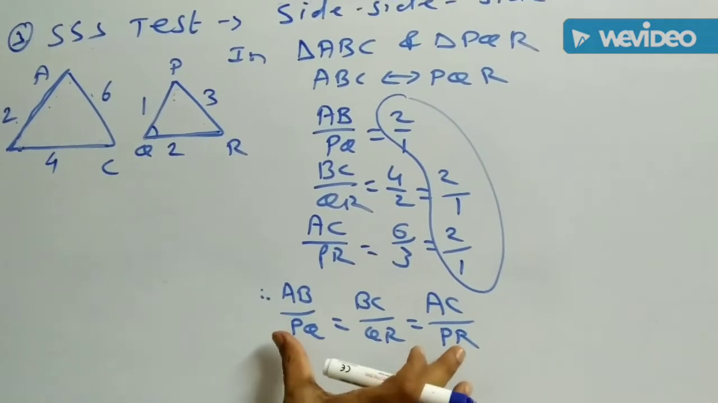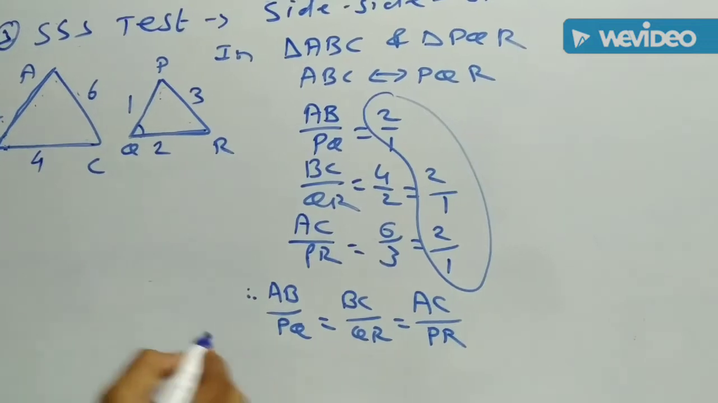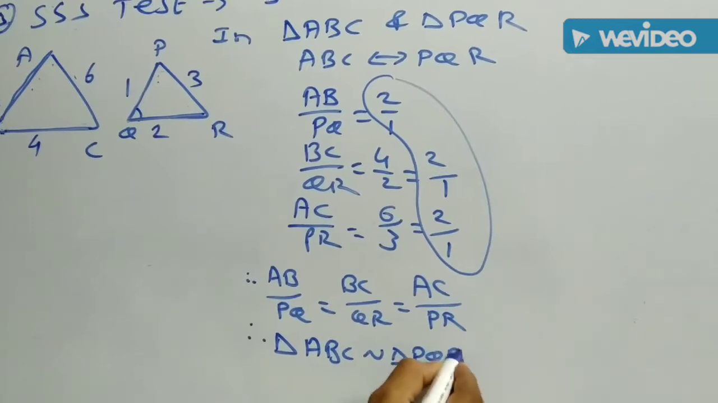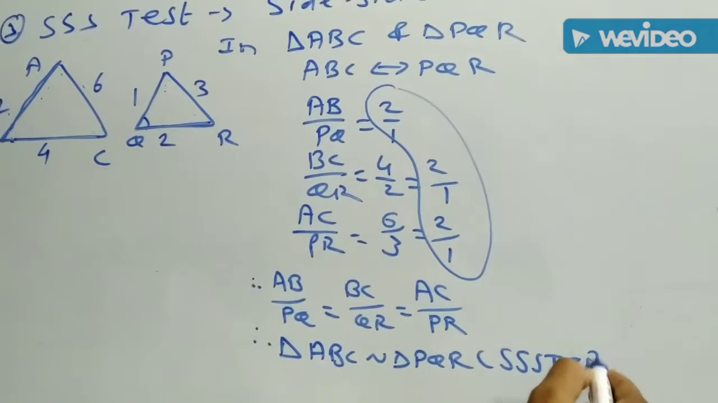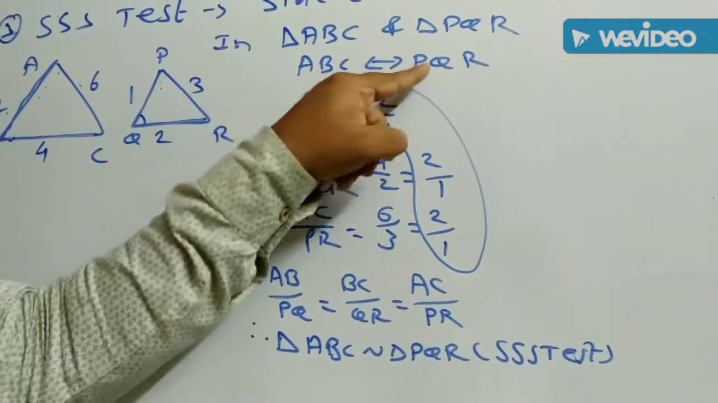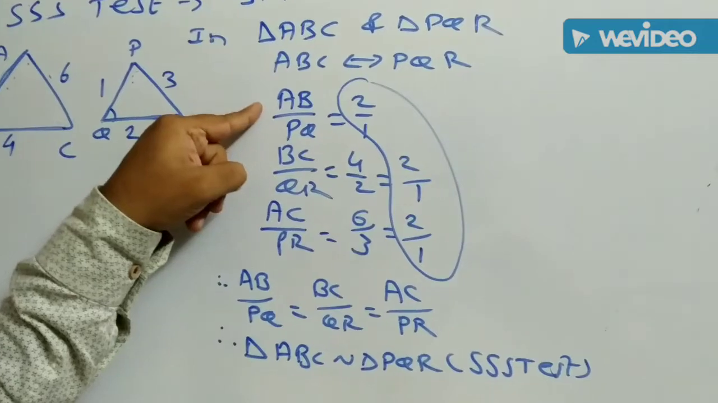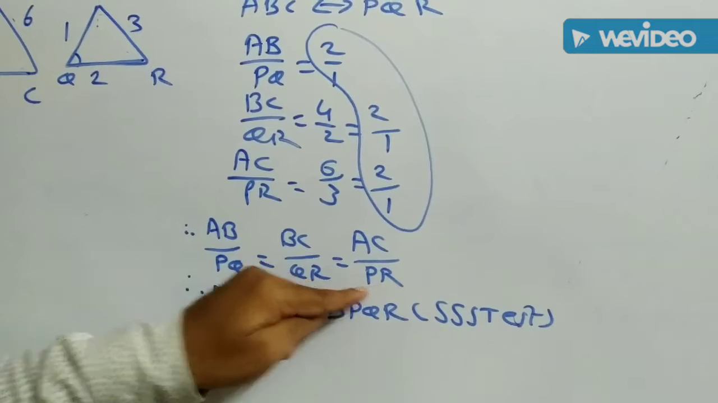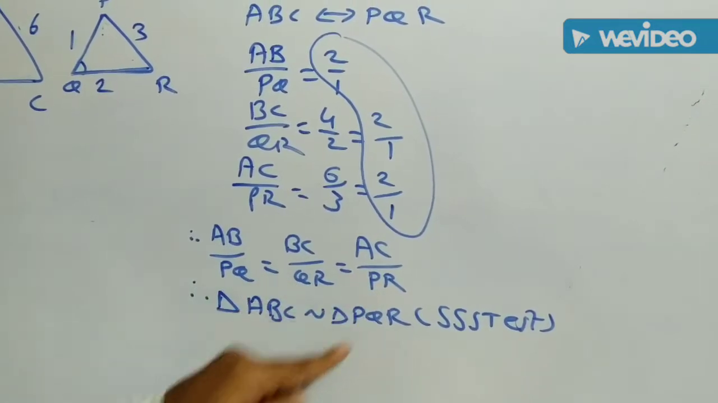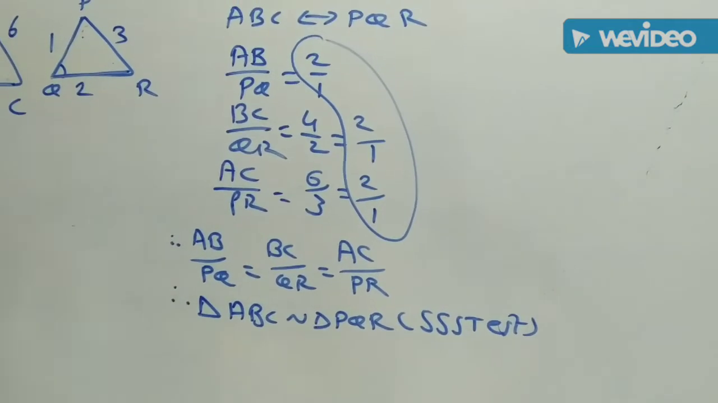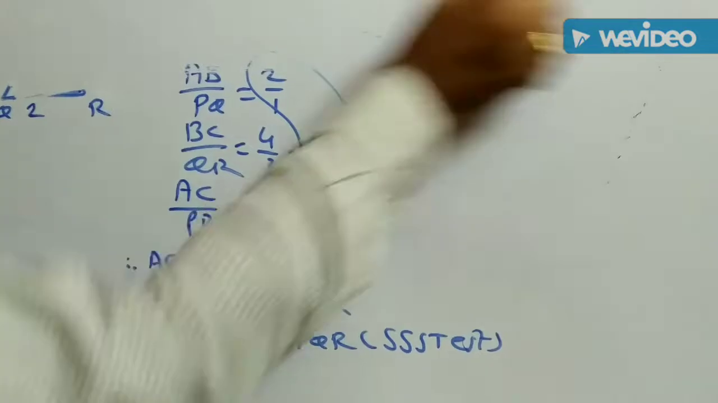That means all three sides of both triangles are in the same proportion, and therefore we can write triangle ABC similar to triangle PQR by which test? SSS test. The statement is: for a given one-to-one correspondence of the vertices of the two triangles, if three sides of one triangle are in the same proportion to the corresponding three sides of the other triangle, then both triangles are similar by SSS test. These are the tests. Now, properties of similar triangles.